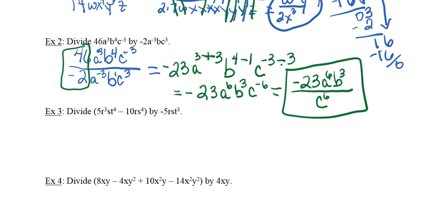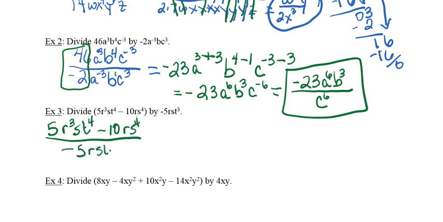So on example 3, now notice this time it's a binomial that we're dividing. So I'm going to start still by putting this in the top. 5r to the 3rd st to the 4th minus 10r s to the 4th. And I'm dividing by -5 rst to the 3rd. So if you remember back to multiplication, when we were doing the distributive property and we got larger terms, we simply had to do it more than one time. That is the same in division.